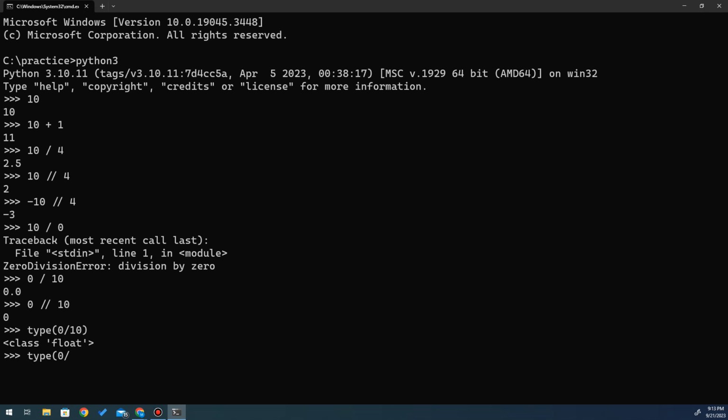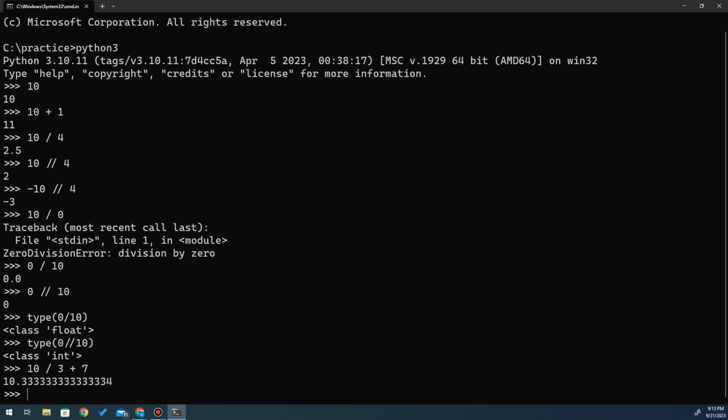The result using floor division is of type int, right? Because we're always rounding, so it might as well be an int. There would be no fractional component. And we can get more complicated, right? So no matter what expression we type, the Python interpreter will return the result.